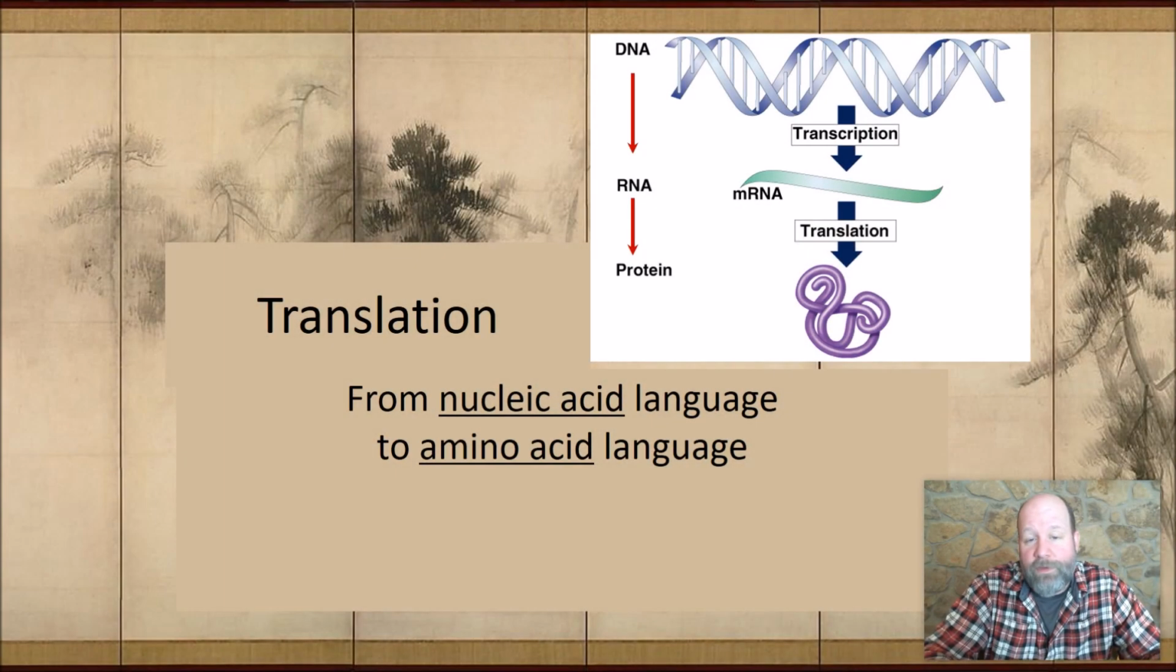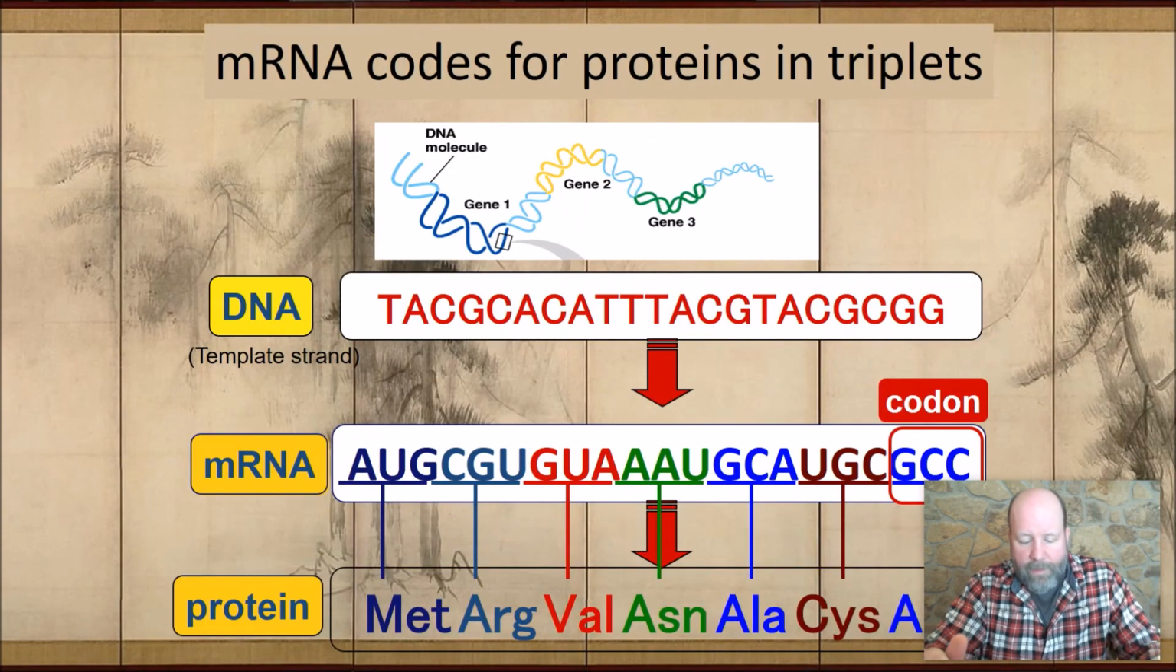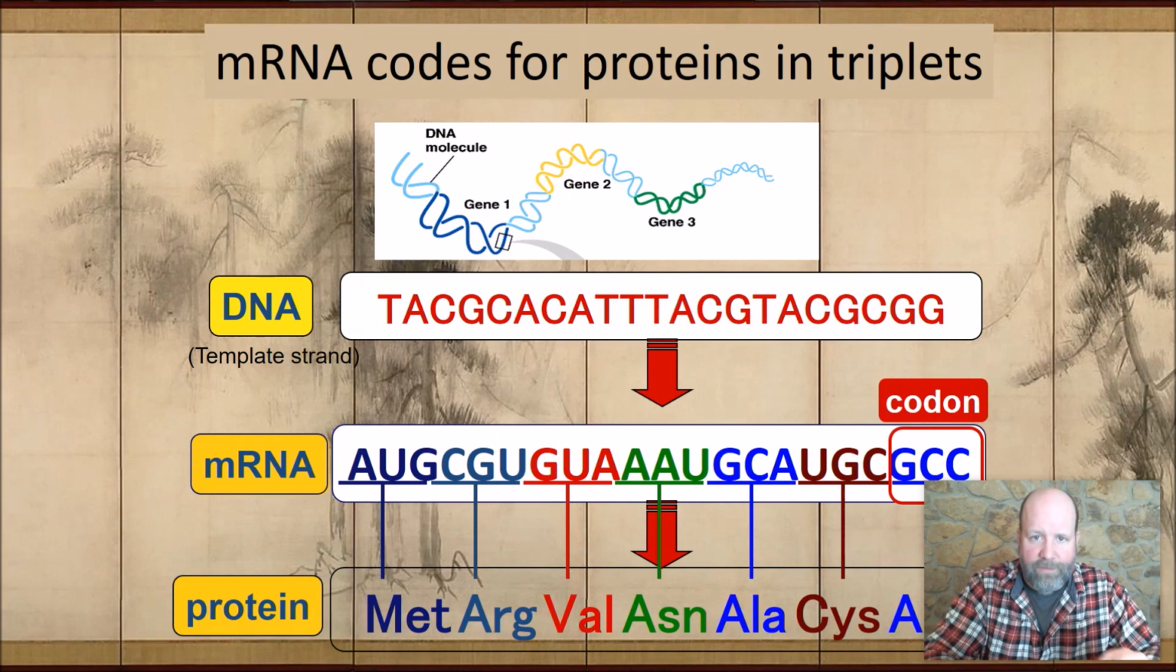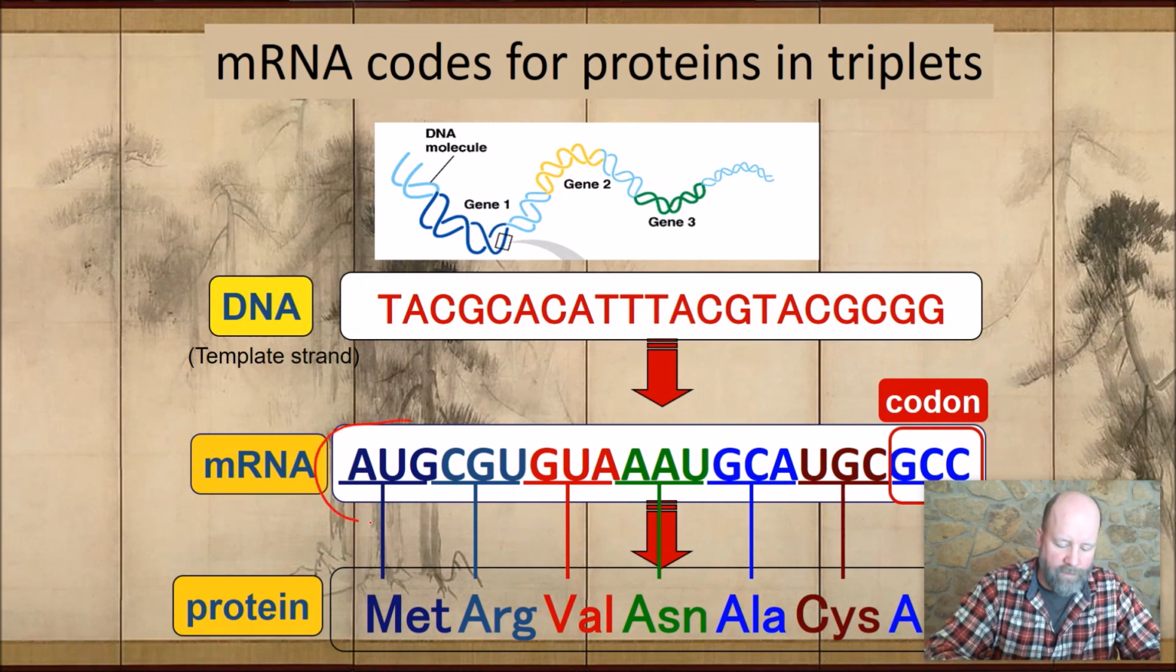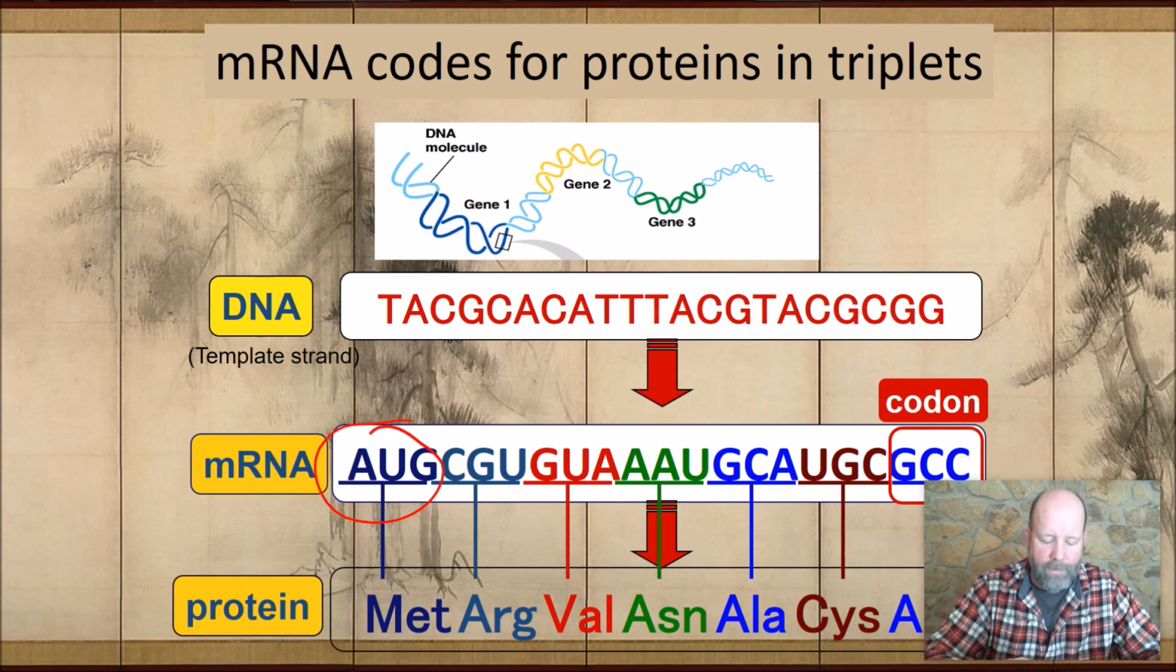Hey guys, so we finished transcription. We've got this mature transcript: 5' cap, poly A tail, introns have been removed, and now we're ready to do translation. When we do translation, the mRNA, that transcript, codes for amino acids in triplets, in threes. So AUG codes for methionine, and CGU codes for arginine, and GUA codes for valine.